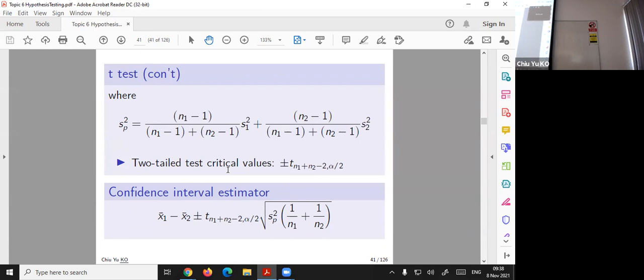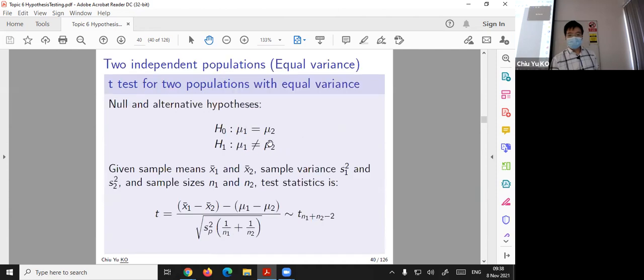Actually, this last one, S_p squared, is more efficient than the other two. You can show that this is good and this is good, but this is better to estimate sigma squared, because underlying, you assume they have the same variance. You assume they have equal variance.